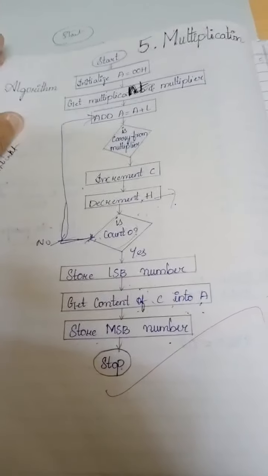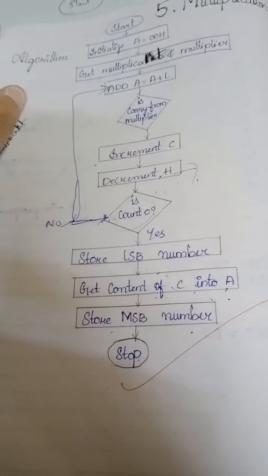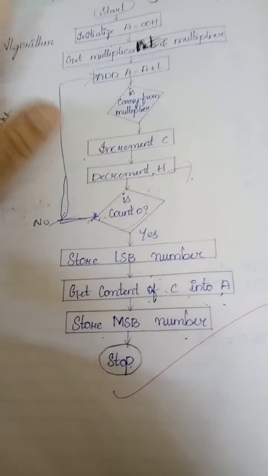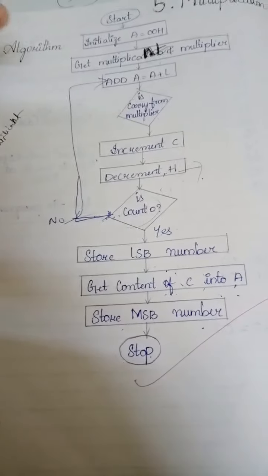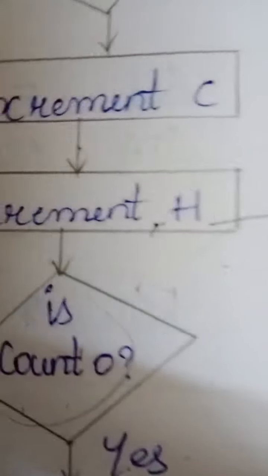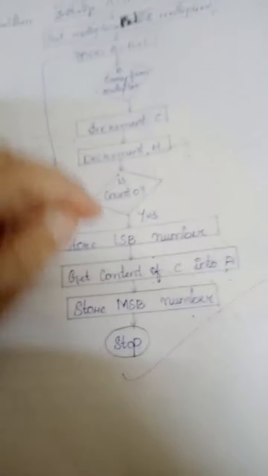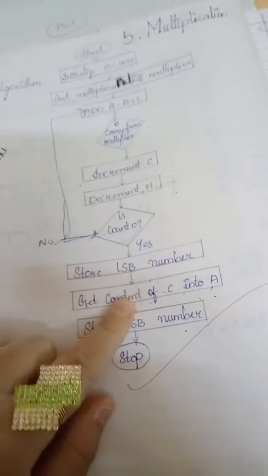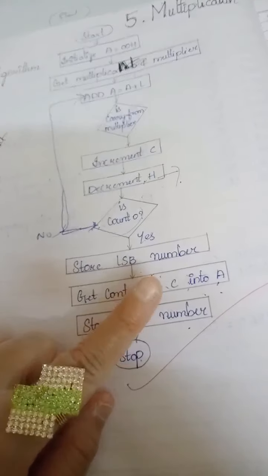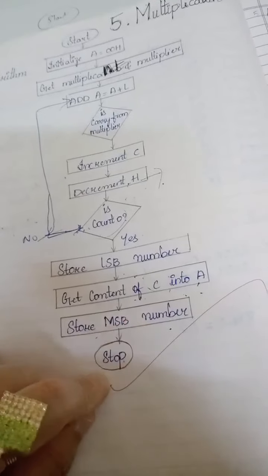So what you are doing now is, after getting that number, you will check for carry. If carry is there, it will increment the C register. If there is no carry, it will not increment. Then as soon as you are adding the numbers, count will be decremented. The program will stop when the count becomes 0. When count is 0, yes, then you will store the LSB answer here. Then you will get the carry from the accumulator, because the accumulator can only contact the memory location. Then you will store the most significant bit, then you will stop.